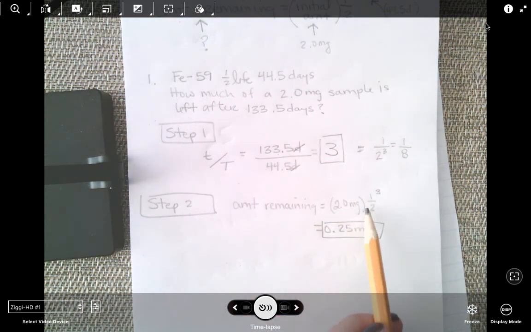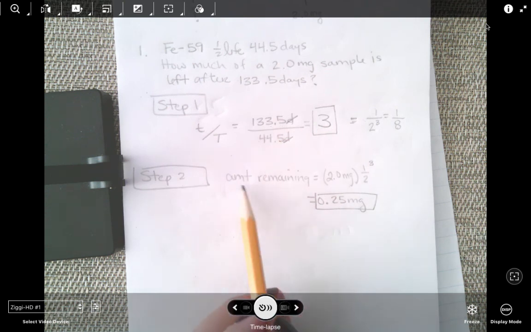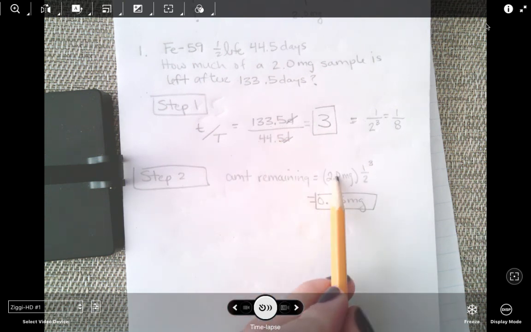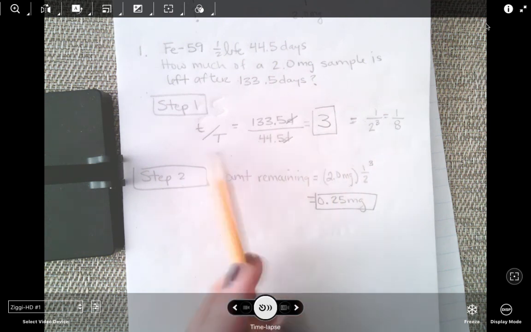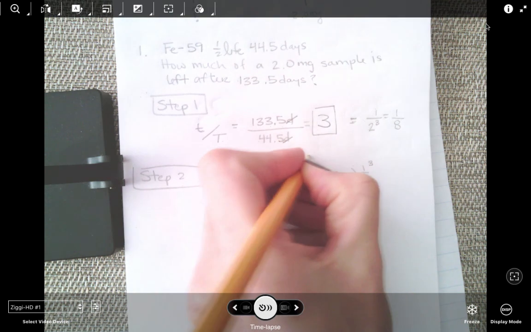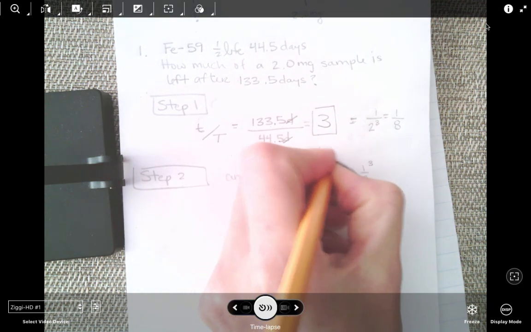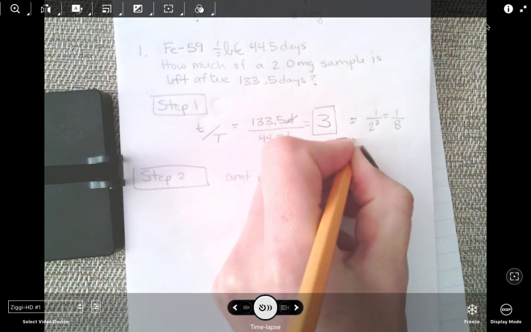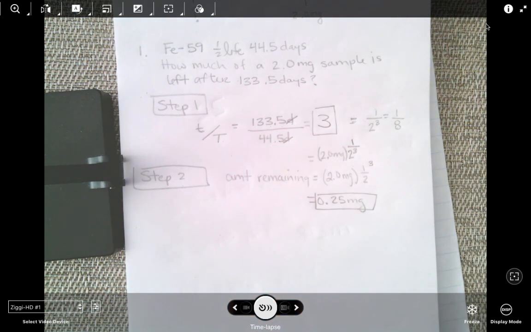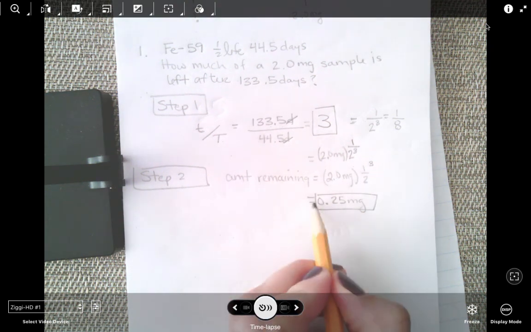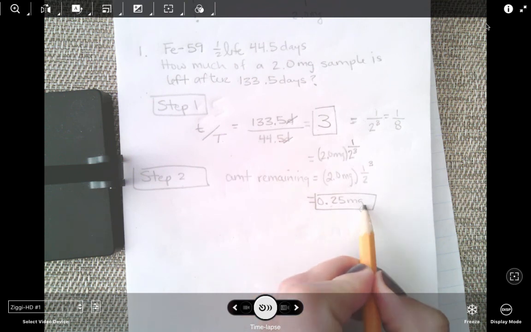So you can write this one of 2 ways. So here I have the amount remaining equals 2 milligrams times 1/2 to the third, which is this value, which is little t divided by big T. Or you can also write it like this, equals 2 milligrams times 1/2 to the third. Either way, it's the same thing. No matter what equation you use, the amount remaining is going to equal 0.25 milligrams.